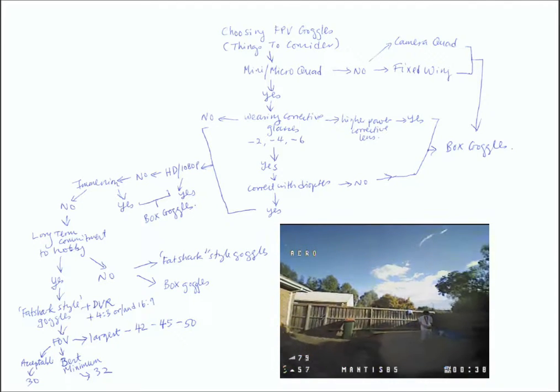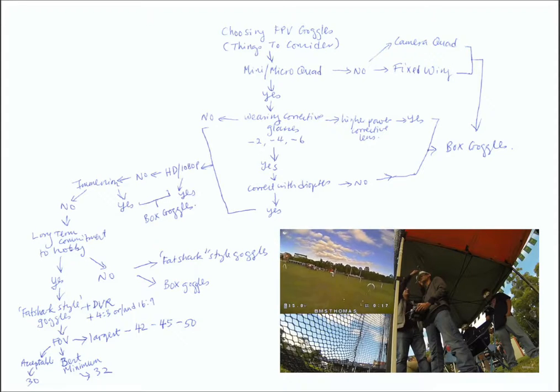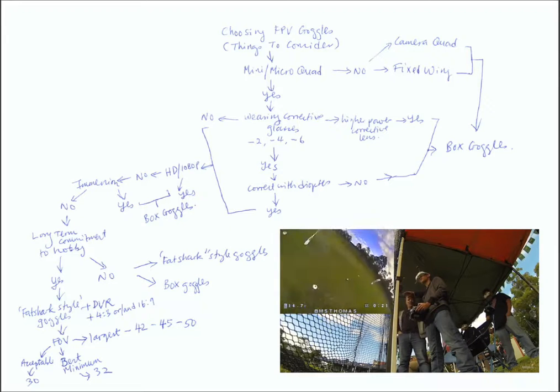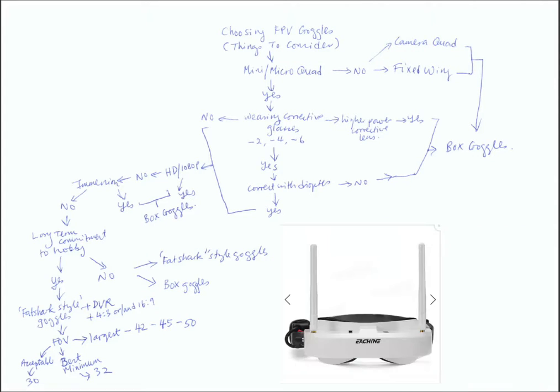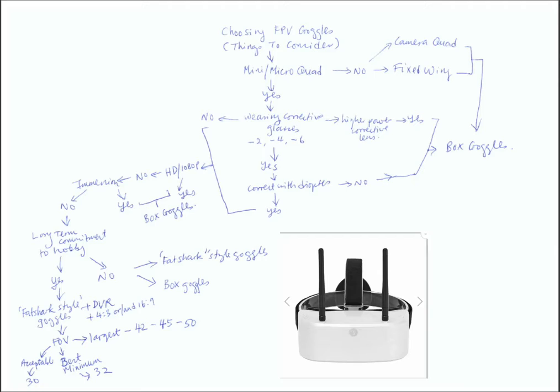Is this your long-term commitment to fly quadcopters? If it is, and do you have the budget? If you do, then you can choose a Fatshark type of goggles, because it's really expensive and it's more of a long-term investment. If not, you can just go out there and buy any other entry-level cheap type of box style or Fatshark type of goggles.